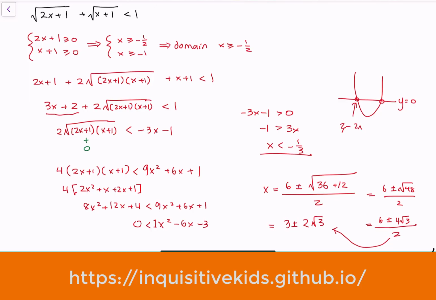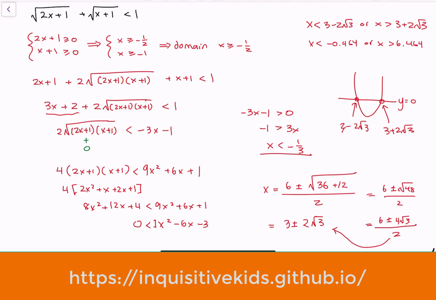So 3 minus 2 times the square root of 3 and 3 plus 2 times the square root of 3. It's only positive when x is beyond these two boundaries. So only positive when x is less than 3 minus 2 times the square root of 3, or x is greater than 3 plus 2 times the square root of 3. And if you want to know the approximate values of these two roots, the first one will be about negative 0.464, and the second one, which is the higher one, would be about 6.464.